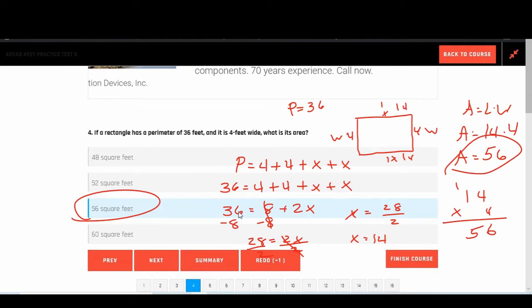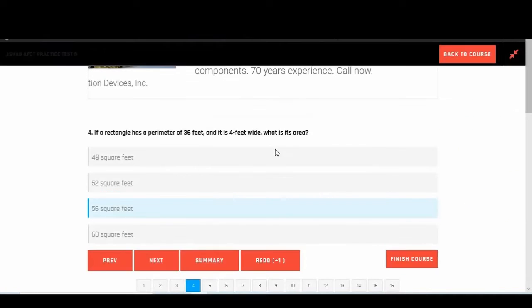So again, in this case, we were given the perimeter as well as the width of the rectangle. To find the area, we had to figure out what the length of the rectangle is, and then we can use the area formula to solve accordingly. So a lot of small stuff to work through, nothing too difficult. So let's go ahead and move on to the next one.